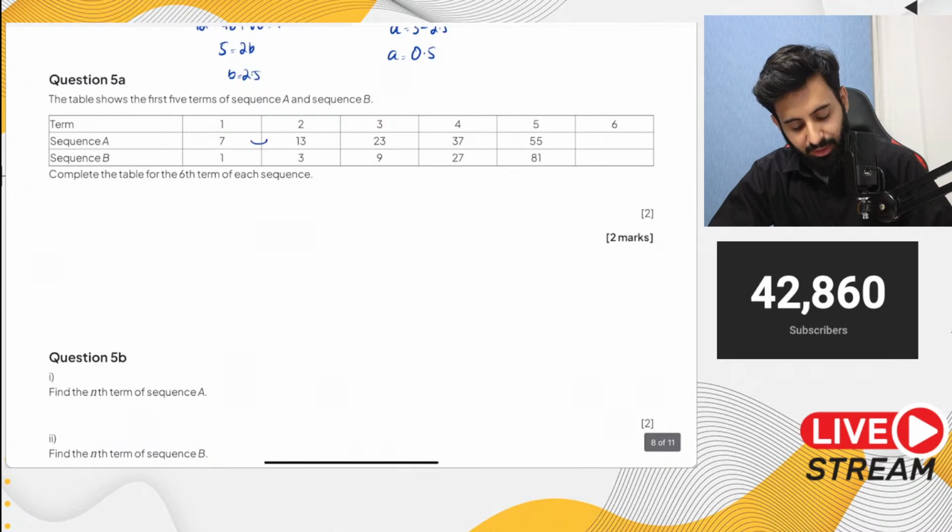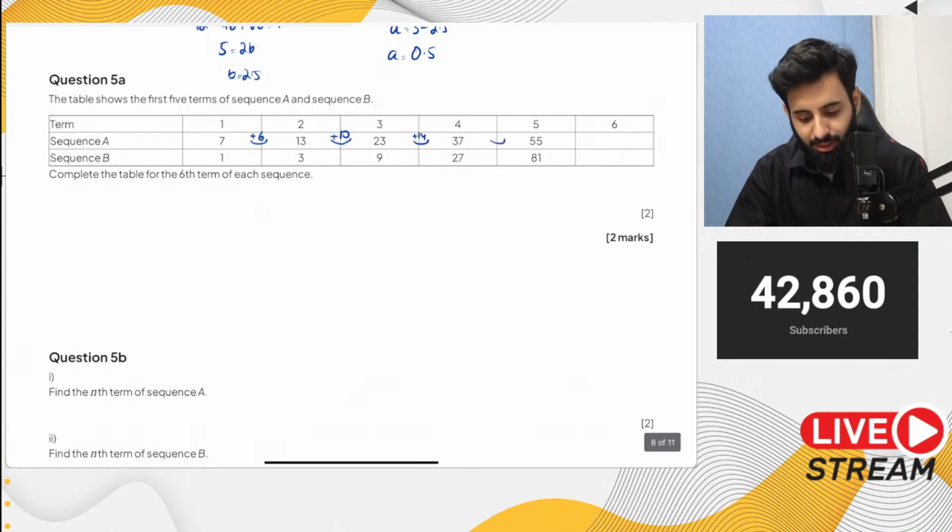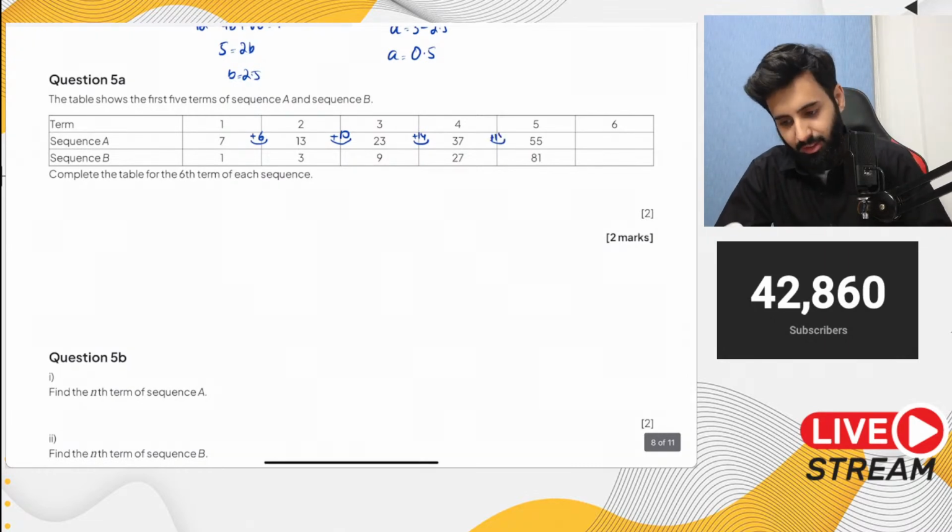So how do you go from 7 to 13? You add 6. And how do you go from 13 to 23? You don't add 6, you add 10. And then how do you go from 23 to 37? You add 14. Let's see, 55 minus 37, so that's 18. So following the same pattern, 55 plus 22 will give us 77.